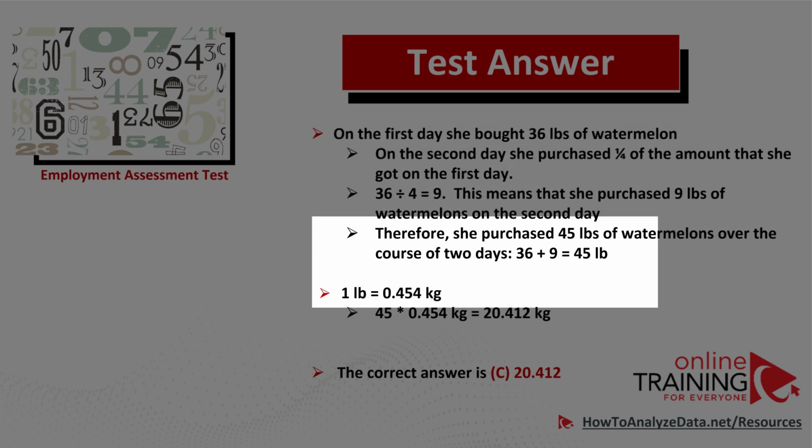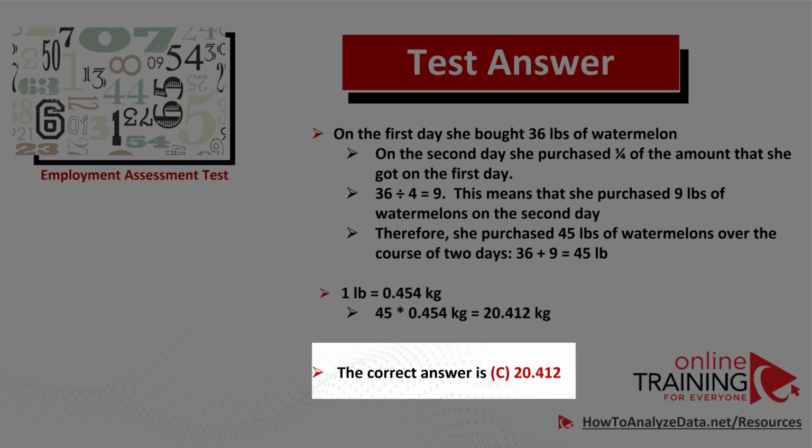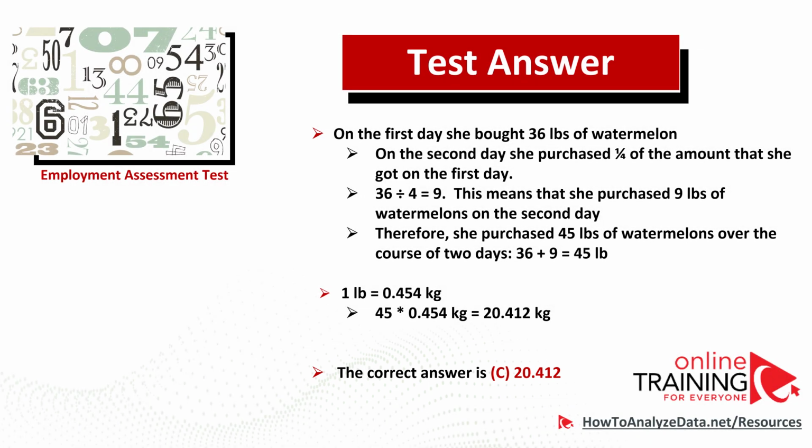pounds. Because 1 pound equals 0.454 kilograms, the total amount of watermelon in kilograms can be calculated as 45 multiplied by the conversion rate, which would be equal to 20.412 kilograms. So the correct answer is choice C, 20.412 kilograms. Hopefully you've nailed this question.